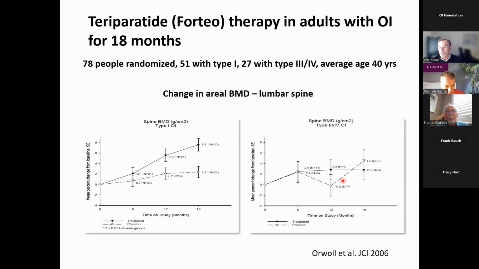There were similar trends at the hip bone density measurement site, and similar trends when we looked at bone density and bone strength in the vertebra using quantitative computed tomography. There's one or two other studies that looked at teriparatide in OI. They weren't placebo controlled, but they suggested similar effects.